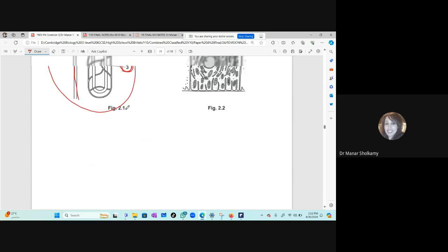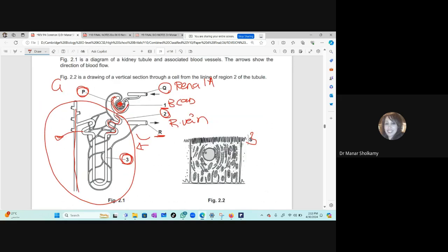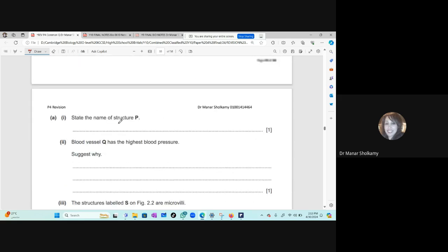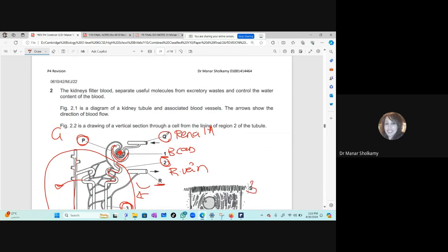Name the structure P. What is P? We said it. Glomerulus. Very good. Okay. And then what do they ask you? Blood vessel Q has the highest blood pressure. Suggest why. Why does Q have a high blood pressure?